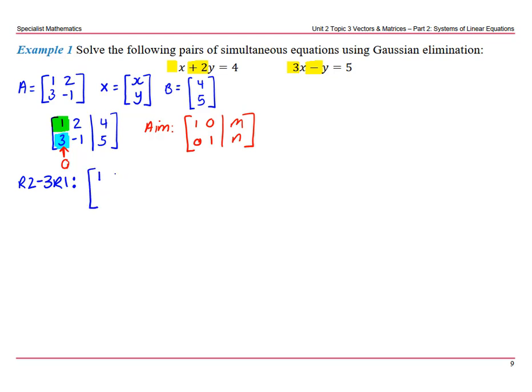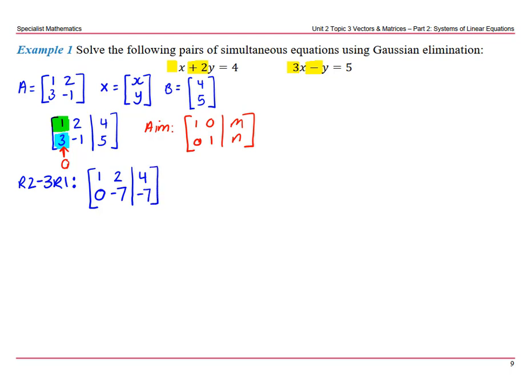This is very similar to what you would be doing in your elimination method of simultaneous equations. So our first row is going to stay the same. We're not touching it. Then we're going to go row 2 minus 3 lots of row 1. So 3 minus 3 lots of 1, 3 minus 3 is 0. -1 minus 3 lots of 2 is -1 minus 6, so that's -7. 5 minus 3 lots of 4, 5 minus 12 is -7.